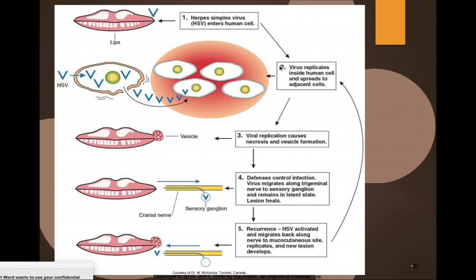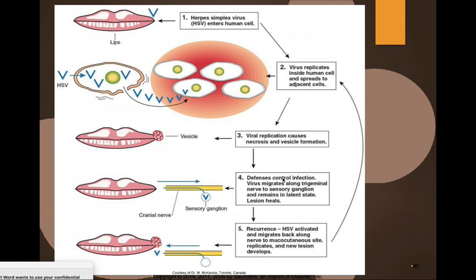This is just a picture or illustration where you can see the herpes simplex virus that's going to enter the human, most likely through the oral cavity here or the lips. And then you see the virus will replicate inside the human cell, and it spreads to adjacent cells. So we see here the herpes simplex virus. It's invaded the cell, and it can spread to adjacent cells. Here we see the viral replication causes necrosis and the vesicle formation.